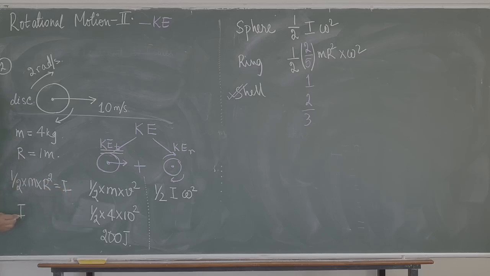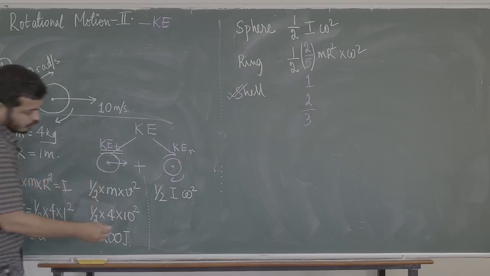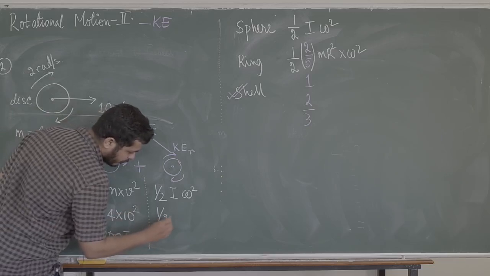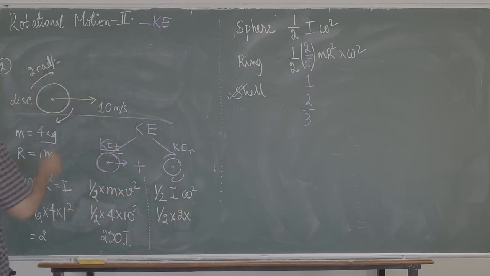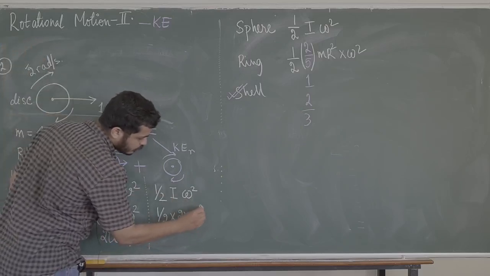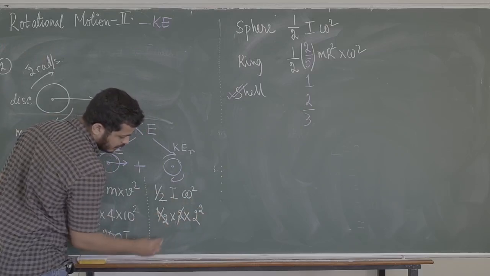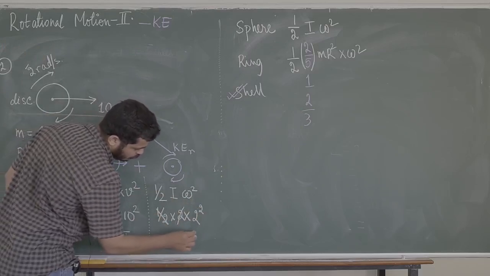So the moment of inertia is how much? Half. Mass is 4. Write 4. Radius is 1. Put 1 squared. Moment of inertia is 2 kg meter square. So we'll use the value of 2 over here. So this is half multiplied by 2 multiplied by omega square. What's omega? Omega is 2. So you'll write 2 squared. The 2 and the 2 will cancel. It will just give you 4 joules.